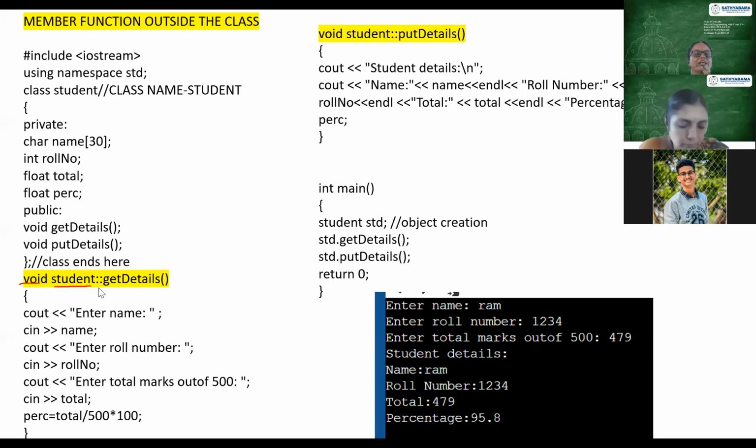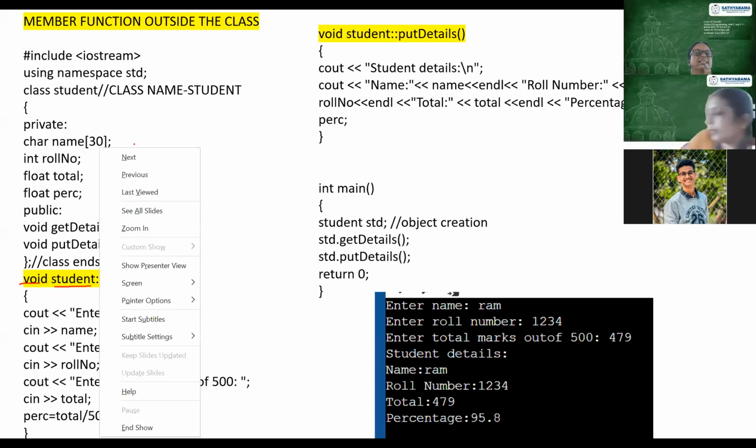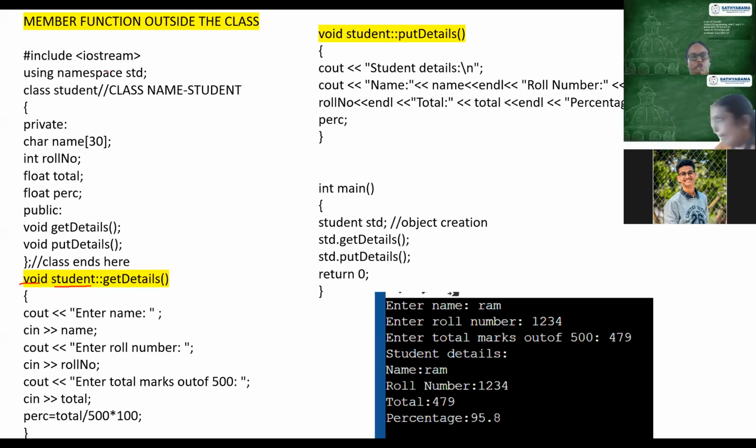Scope resolution operator, get detail. You just see, similarly class student. Both the programs are same program. But first program is inside the class and this program is outside the class. So I have three variables, name, roll number, total, percentage. Okay, I have declared the name under the character and the roll number under the integer and total and percentage under the float. So void get details, void put details.